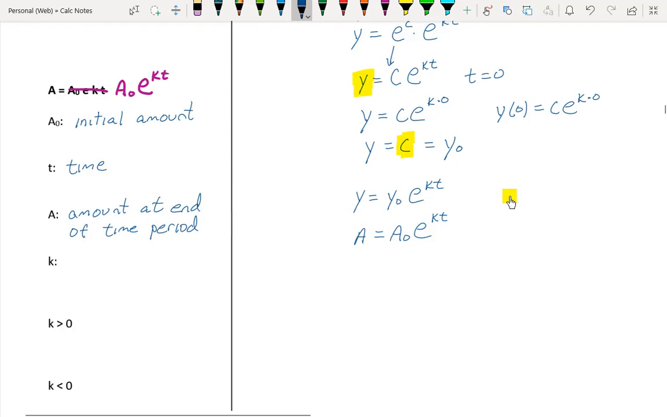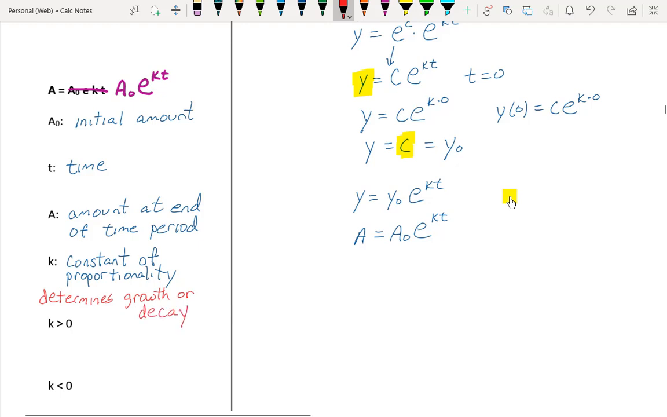Okay, k is what we call a constant. It's sometimes called the constant of proportionality. And so you'll probably hear it listed as that, so I'm going to write it: constant of proportionality. And basically what k determines is whether you have growth or decay.